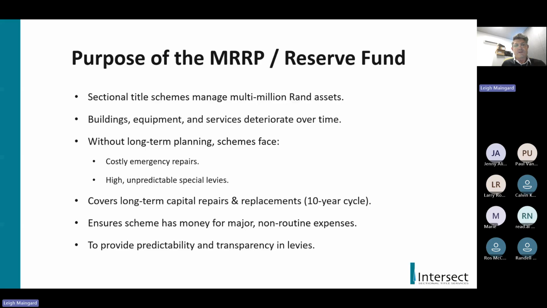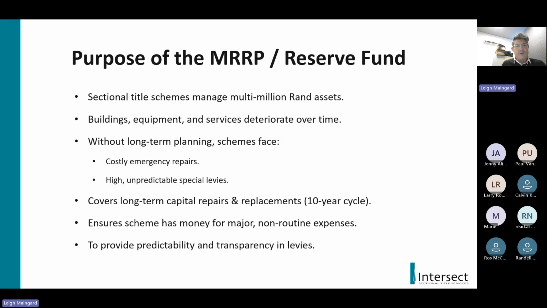Doors, automatic doors, garage doors, access control systems, cameras, pumps, sump pumps, those kind of things. Over time, although you might still maintain them on a regular basis, there will be a time where it comes to the end of its life and it needs to be replaced.